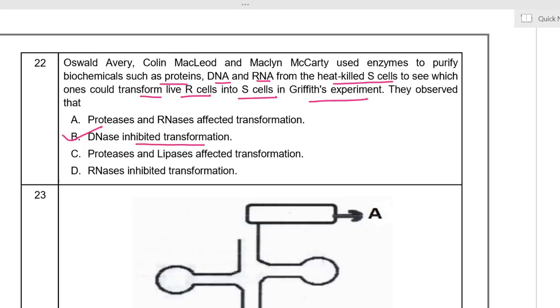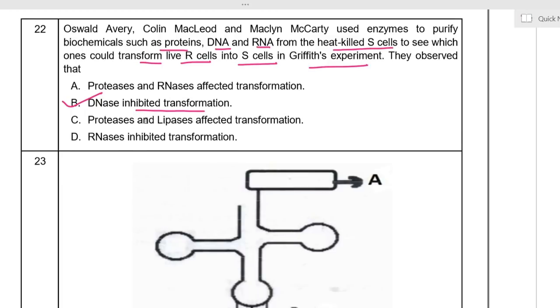Okay, with protease and RNase, transformation was not affected. With protease and lipase, transformation was not affected, nor with RNase. It is the DNAase that inhibited transformation. So they observed this while purifying the biochemicals.